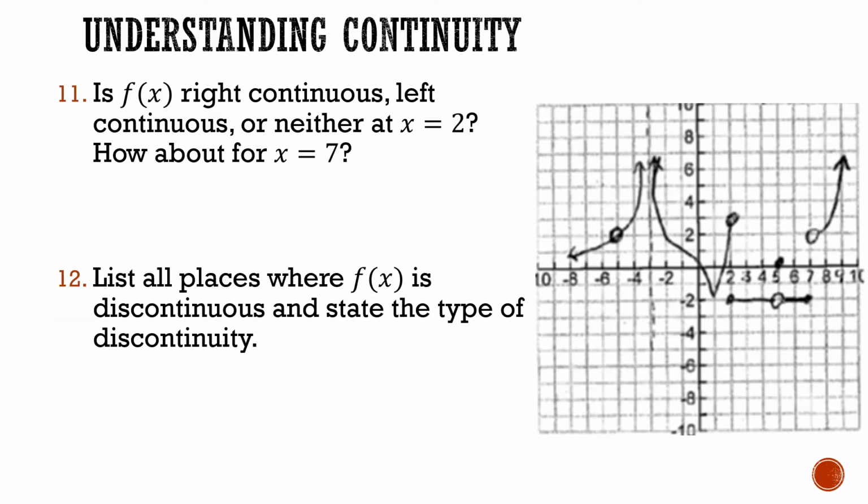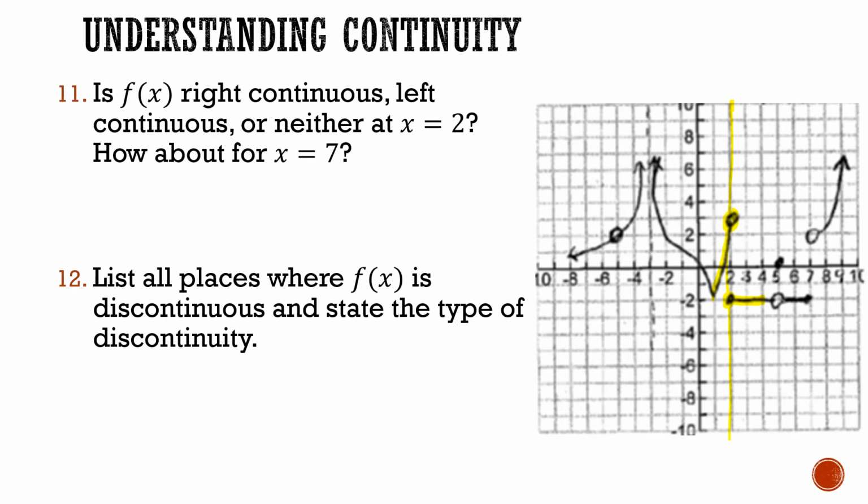Question 11. Is f of x right continuous, left continuous, or neither at x equals 2? All right, so I'm coming over to x equals 2. I notice that on the left-hand side, I'm going towards a hole. On the right-hand side, I'm going towards a closed circle. So when they ask you is it left continuous or right continuous, you want to pick the one that has the closed circle. The reason for that is because it has to be defined at that point as well.